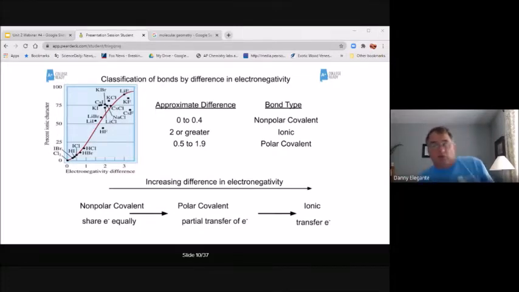Anything that's greater than 1.9, so let's say 2 and above, we would call ionic. Ionic bonds happen between metals with a very low electronegativity and nonmetals with a very high electronegativity. You're going to need those numbers in a second, so burn those into your head. Very low is nonpolar. Anything greater than 2 is ionic. And anything in between, 0.5 to 1.9, we would call polar.